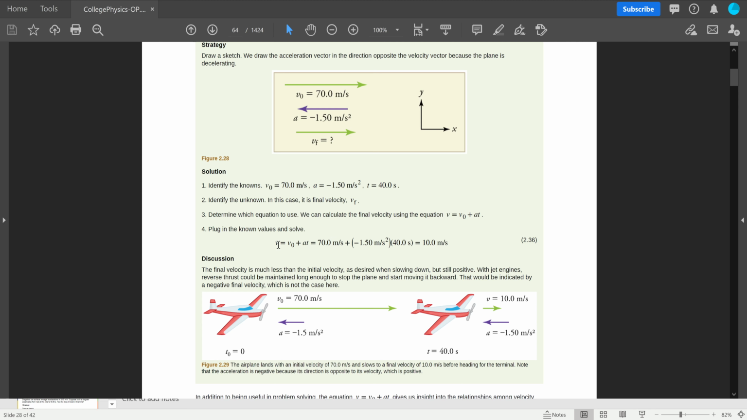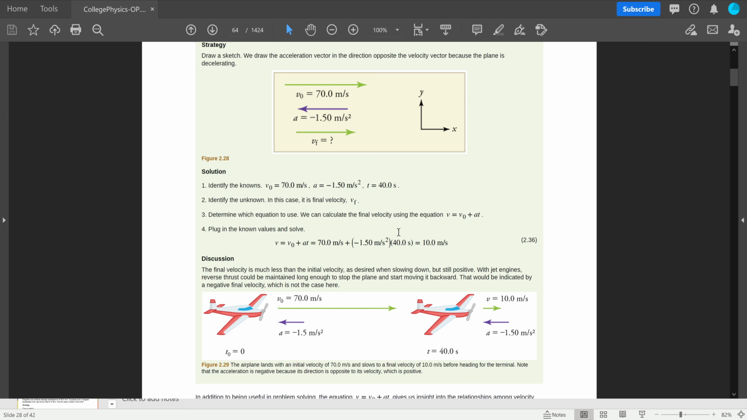So going back to those equations that we were talking about, we know that we're looking for our v final, which equals your v initial plus at. So our v initial here, the velocity it was going before it started decelerating, was 70 meters per second. Plus, we know that our a is negative 1.5 meters per second squared. And we know that our time was 40 seconds. So here, all of our SI units match.